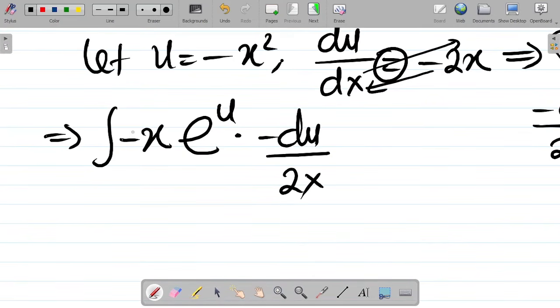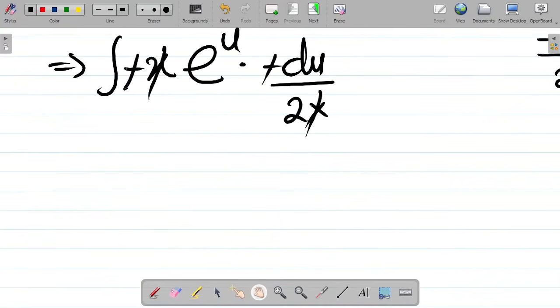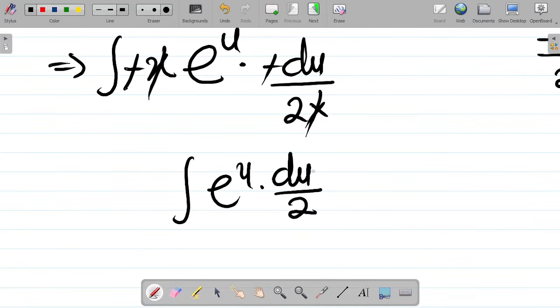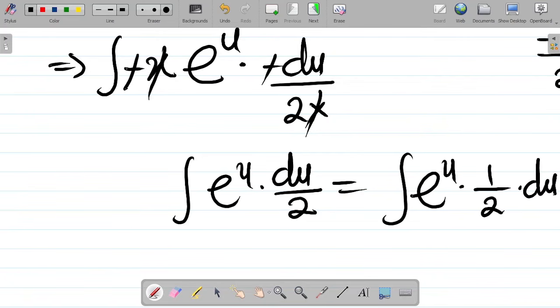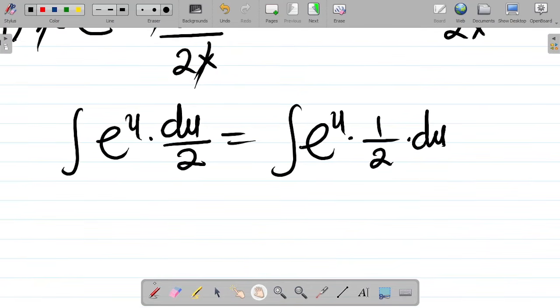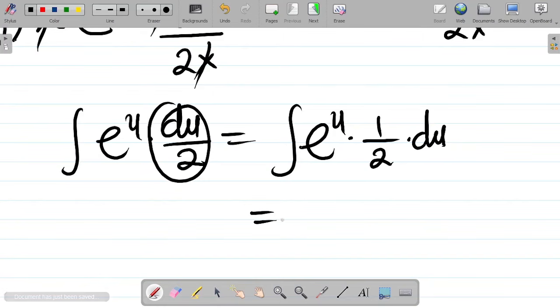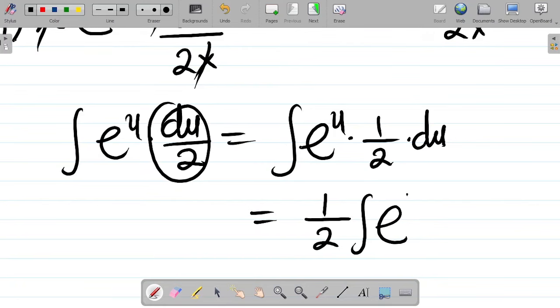What do you observe here? Minus cancels minus, x cancels x. So what I have left becomes the integral of exponential u dot du all over 2. And we all know that this is equal to the integral of exponential u dot 1 over 2 dot du. This is the same thing as 1 over 2 multiplied by du. Bring your constant term outside the integral sign, it becomes 1 over 2 integral of exponential u du.